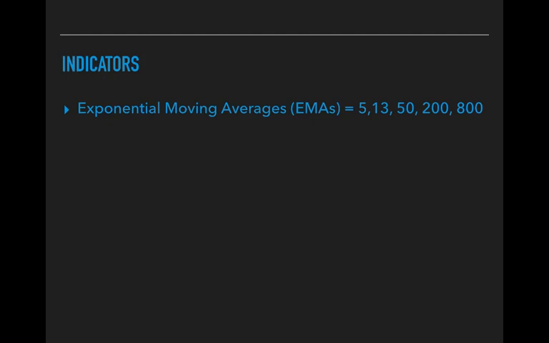Also, I want to talk about indicators. There are some indicators on the chart that I use that you guys are seeing. The first one is the exponential moving averages, the EMAs. These are pretty important. They will help you determine the trend, and they'll help you with your entries and your exits. Points of take profit are oftentimes at the EMAs. I use the 5, the 13, the 50, the 200, and the 800.